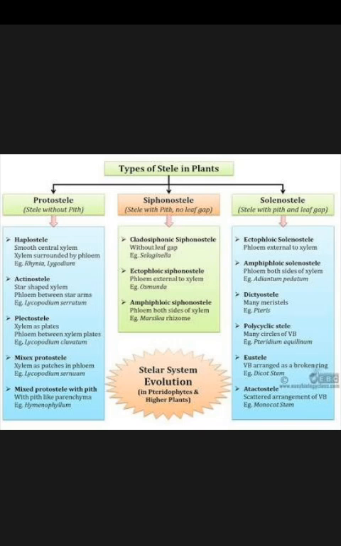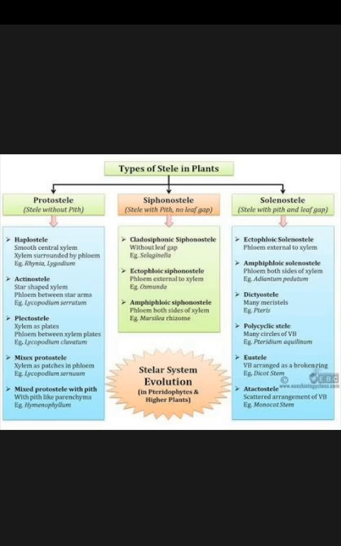Next is mixed protostele. Xylem is in patches, I have already told you. Mixed protostele with pith, that is, pith is present there. Now the second stele is siphonostele. I have already told you that they have pith. Further they can be classified into three subgroups: cladosiphonic siphonostele, without leaf gap, Selaginella is an example; ectophloic siphonostele, phloem external to xylem, that is Osmunda; amphiphloic siphonostele, phloem on both sides of the xylem, example is Marsilea rhizome.